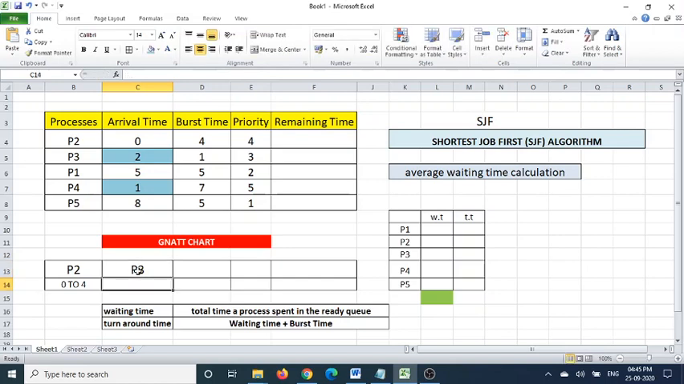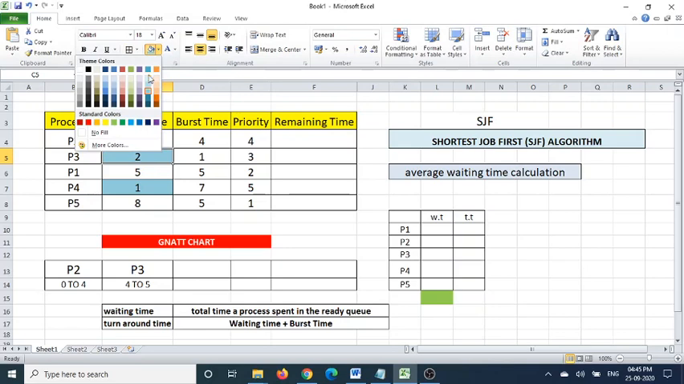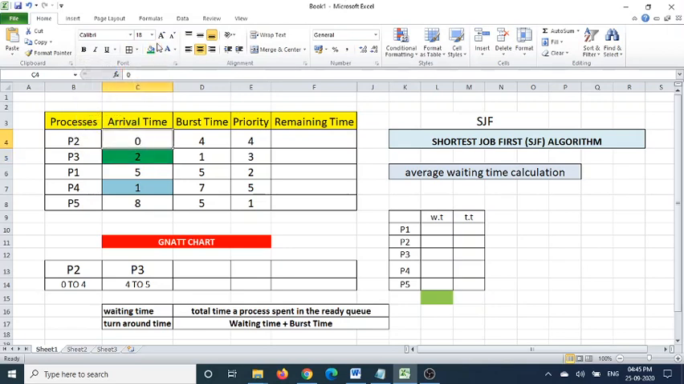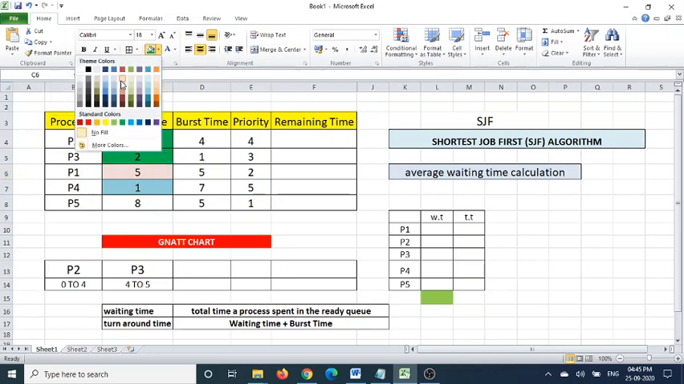So P3 runs for 1 burst time. So it will run from 4 to 5. It finishes at 5. So okay, I'll just change it to green whenever it is finished. So this is finished, and P2 is finished, and P3 is finished. Now at 5, I got this P1 also into the fray.